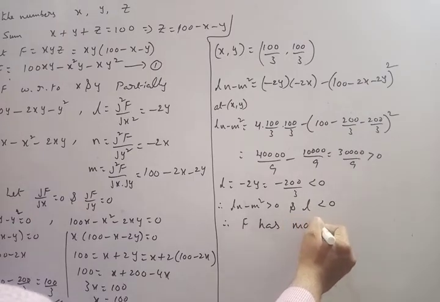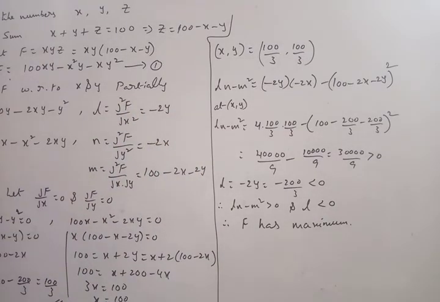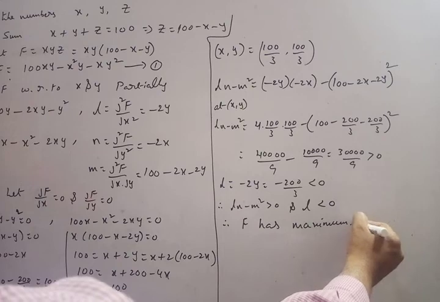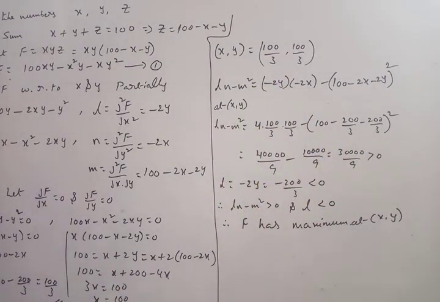F has maximum. He's asking in the problem, the product is maximum. So therefore, f has maximum at x comma y. What is x comma y? 100 by 3 comma 100 by 3.